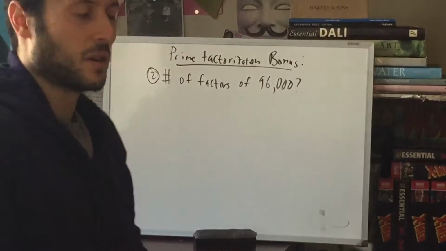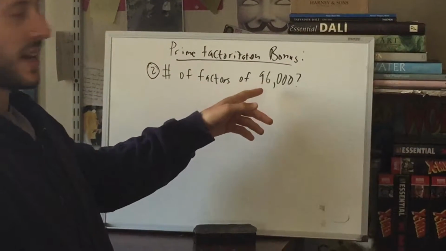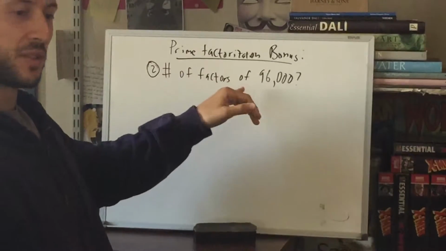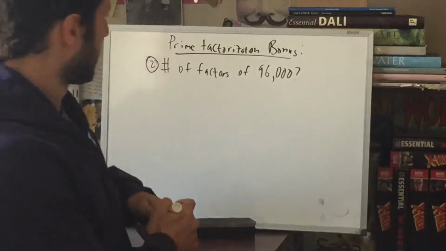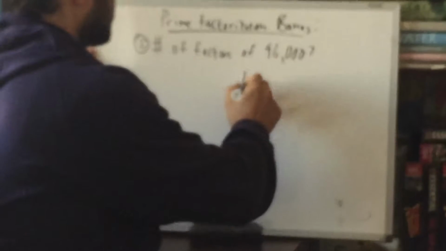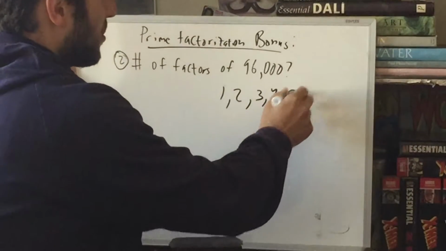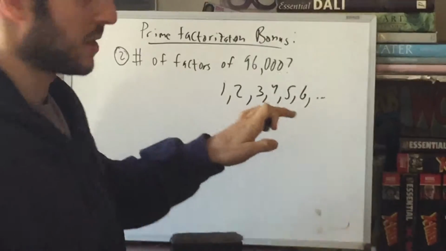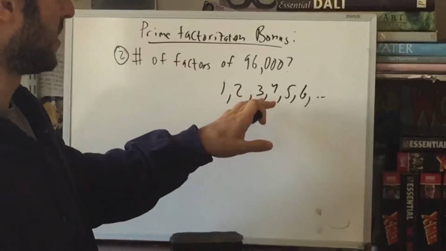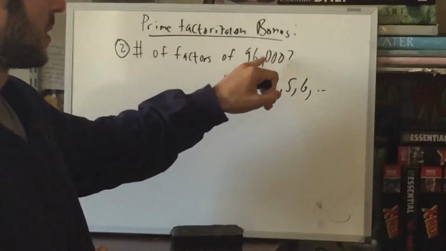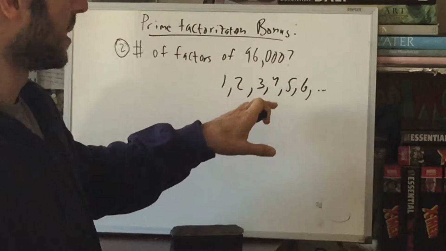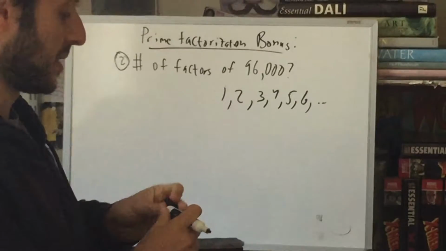In this video, we're going to go over how many factors there are in 96,000, or how many divisors. Okay, so let's start. 1 works, 2 works, 3 works, 4 works, 5 works, 6 works, and you can keep going. This strategy is pretty terrible because this is a large number, so there are going to be a lot of divisors of that number.